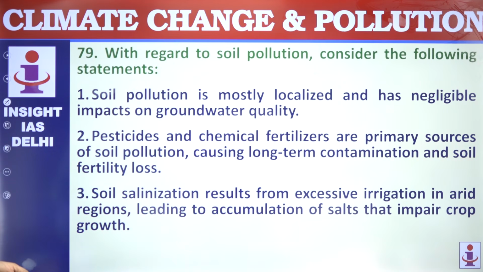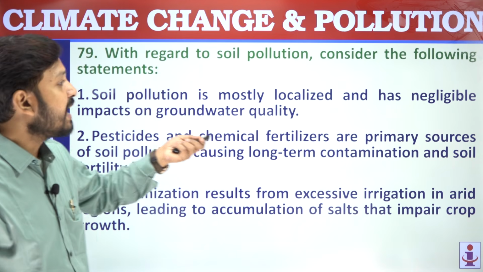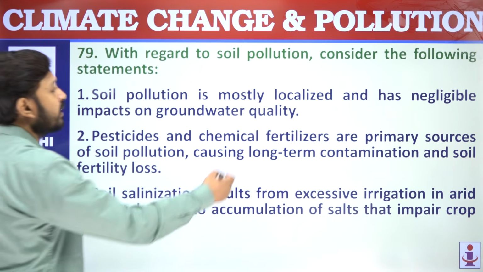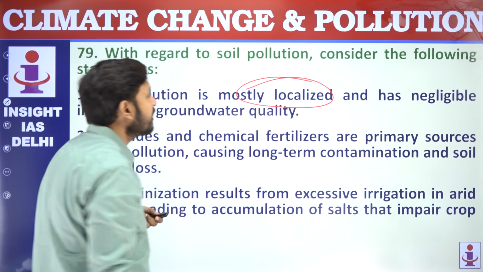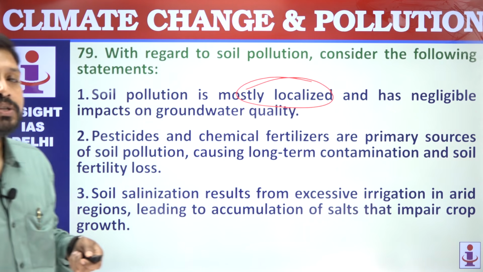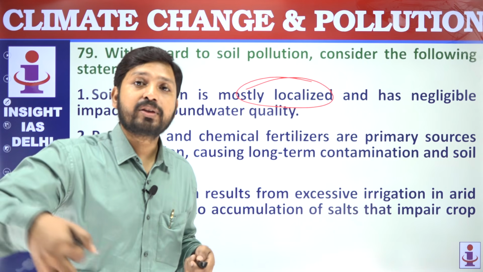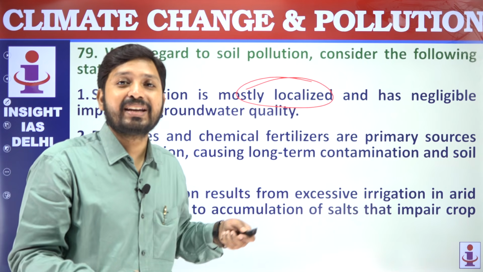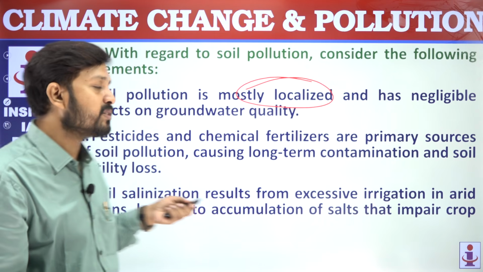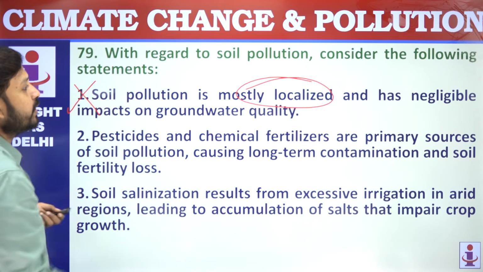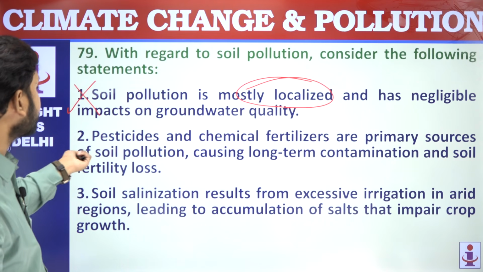Next one, with regard to soil pollution, consider the following statements. Soil pollution is mostly localized and has negligible impact on groundwater quality. No, it is not localized, because of soil pollution, leaching will occur. Once leaching is taking place, whatever groundwater is there will get impacted because of leaching of these things, right. So it is not a local phenomenon. It is having a negative impact, so wrong statement.